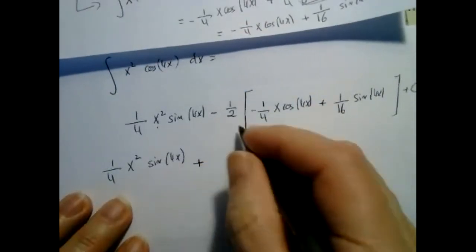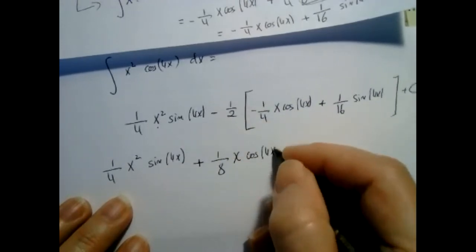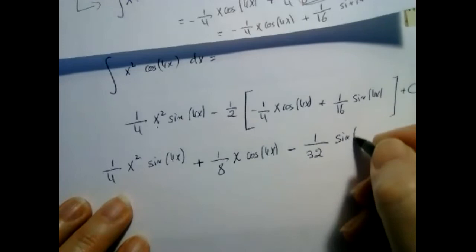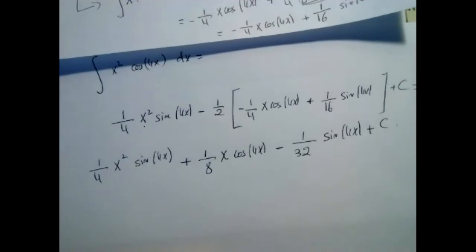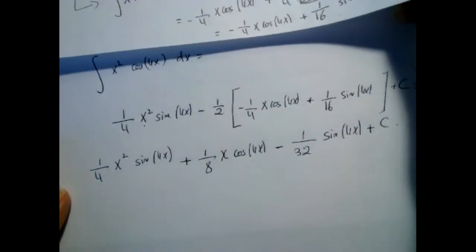Then I'll have minus minus plus 1 over 8 x cosine 4x minus 1 over 32 sine 4x plus C, and we stop. So it's tedious, as I said, not hard, just tedious. And sometimes we call this a reduction approach. So let me say there is a word, a reduction formula. Where is the reduction coming from?